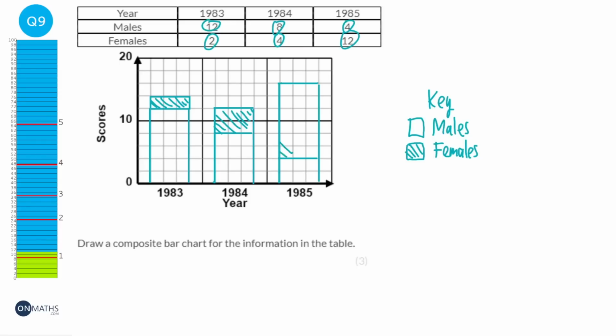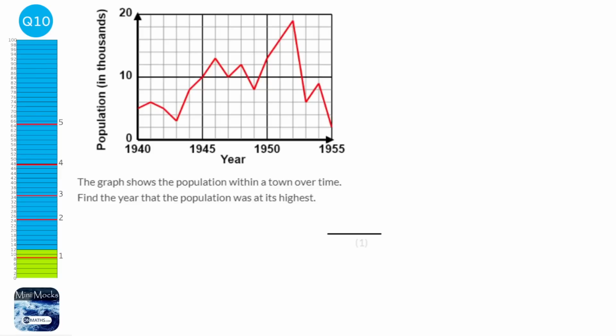And let's shade in the females there. Now don't spend forever on your shading, as long as it's clear which one's male and which one's female. So what we need to do is find out where the graph is at its highest, and so it's highest here. And so if we go down from there, we find out what year it is.